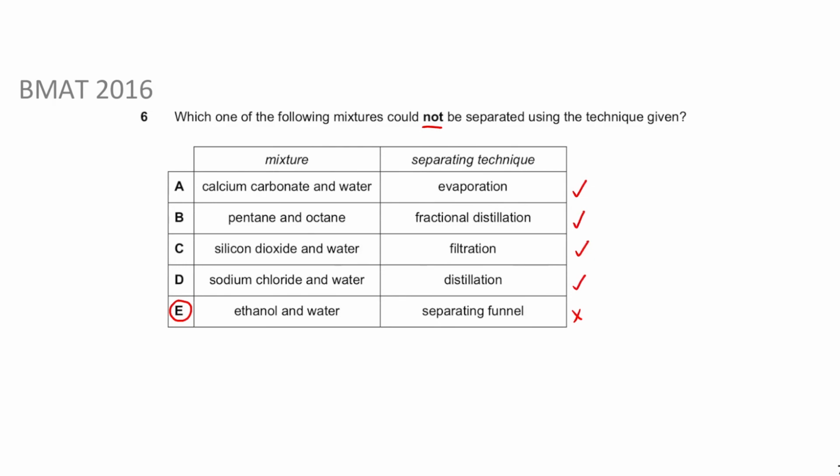Alright, guys, so welcome back. So previously we were looking at BMAT 2016 question 6. This question was about separation techniques. Hopefully that was a quick revision, guys, of the different separation techniques. We went through fractional distillation, which was good, evaporation, distillation, and separating funnels, and how all those work. So hopefully, guys, that has made sense.